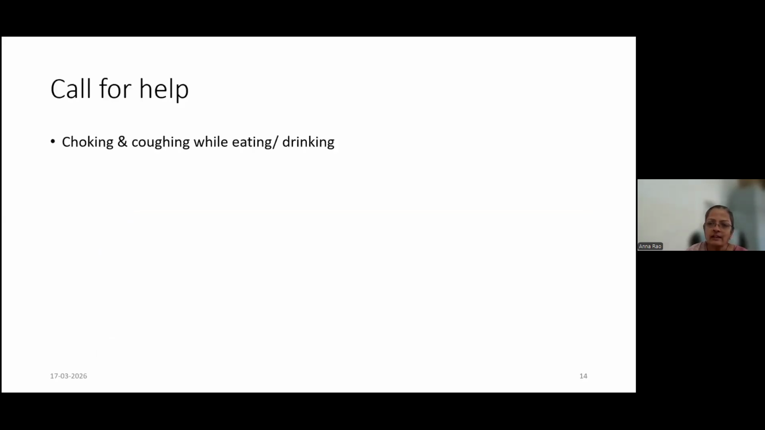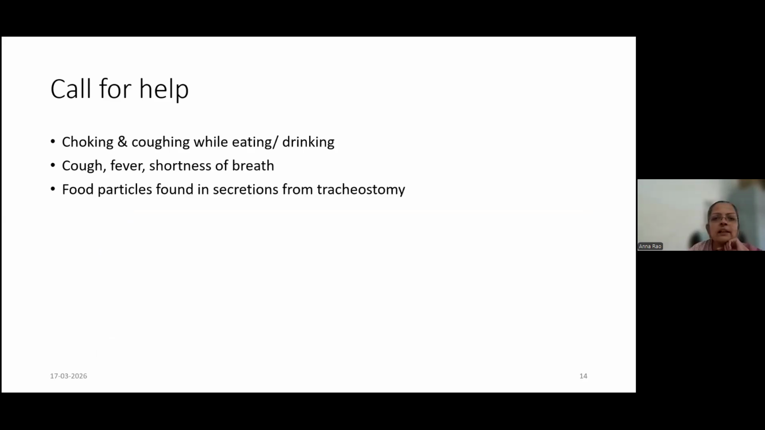When to call for help. This also requires concern. If the patient is feeling any kind of choking while eating or drinking, and it doesn't get cleared off, then he should of course seek help. Long-time shortness of breath or cough, and along with that, if the patient is having fever, that may indicate infection. So at that time also he should seek medical help.